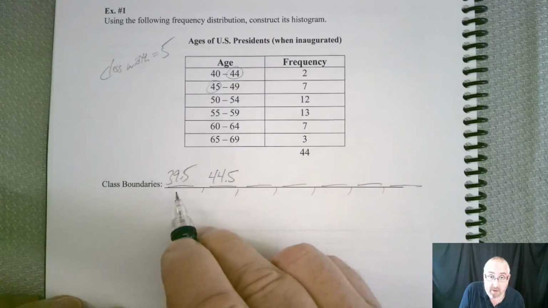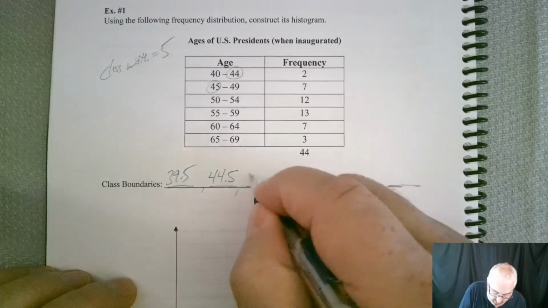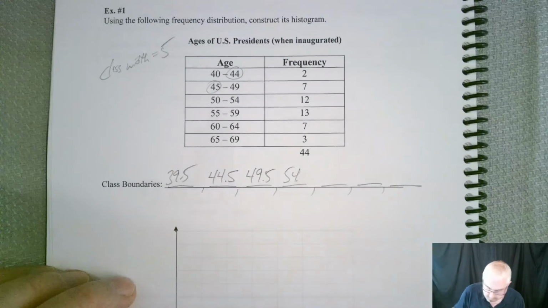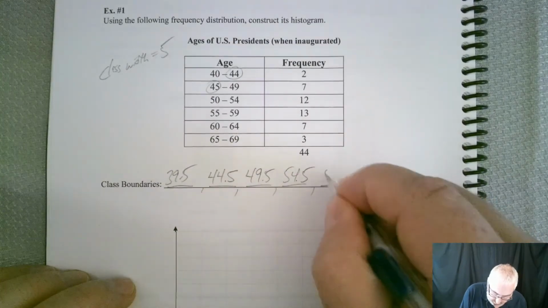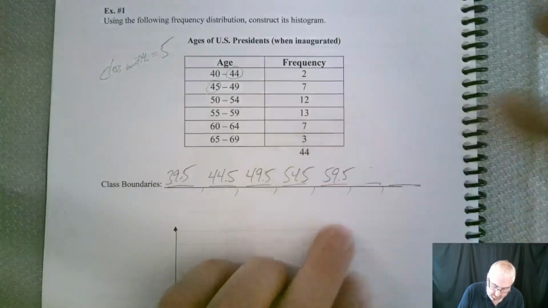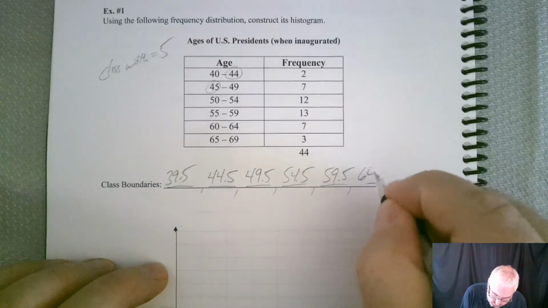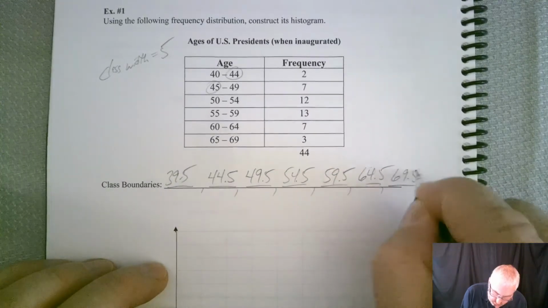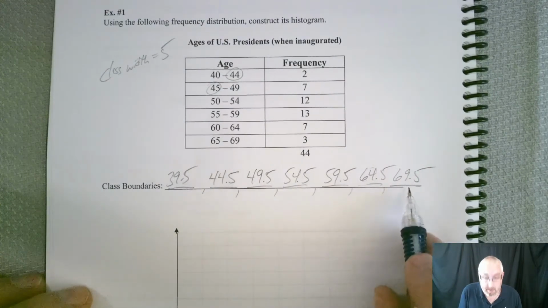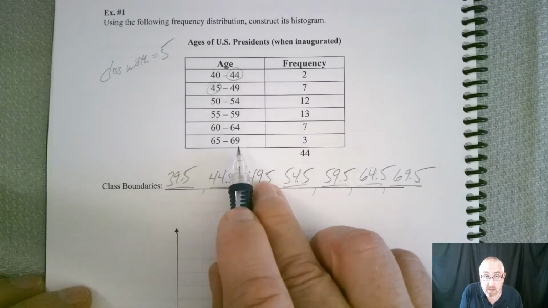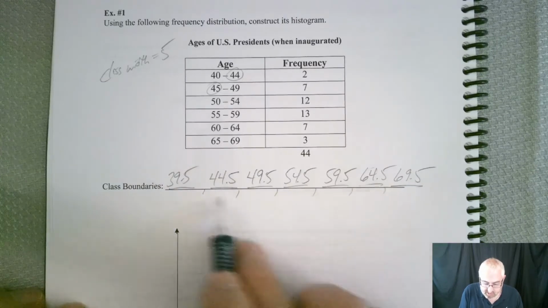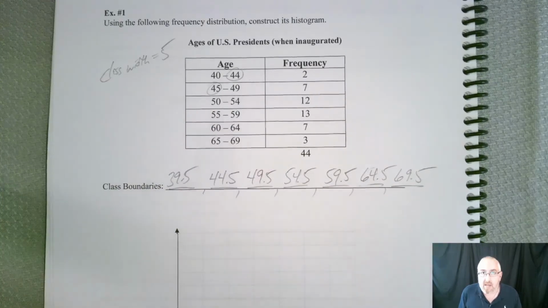we can get 39.5. And if we add 5, and we keep adding 5, keep adding 5. Oops. Helps if you add 5 correctly. And then we get all the way to 69.5. And remember, as long as that last boundary is a little bit after the upper class limit of the last class, then you're good to go. And you can kind of see that all these other ones fit in the cracks. So that's what we want.